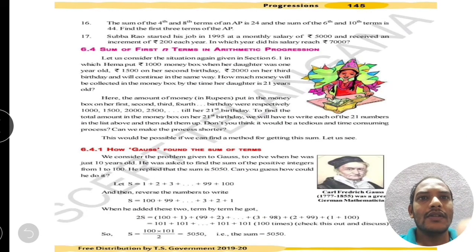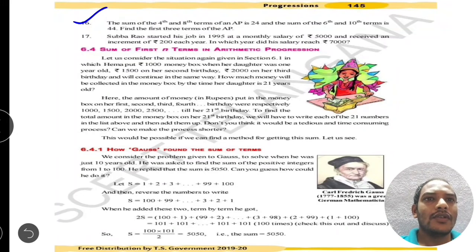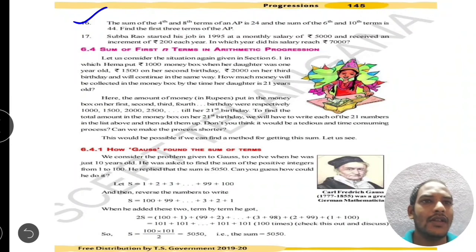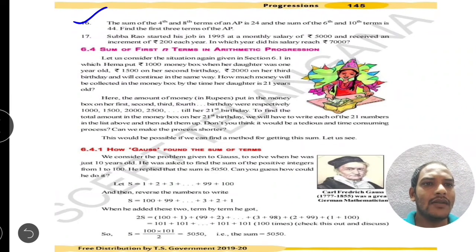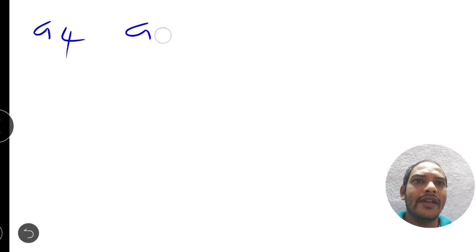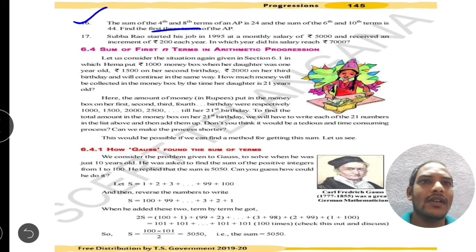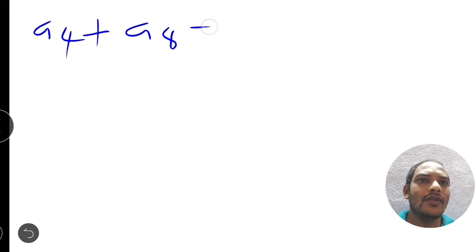Next, coming to the 16th problem: the sum of the 4th and 8th terms of an AP is 24 and the sum of the 6th and 10th terms is 44. Find the first 3 terms of the AP. First 3 terms is nothing but determine the arithmetic progression. So here, what is the information given? Sum of the 4th and 8th terms is 24. So that means A4 plus A8 equals 24.